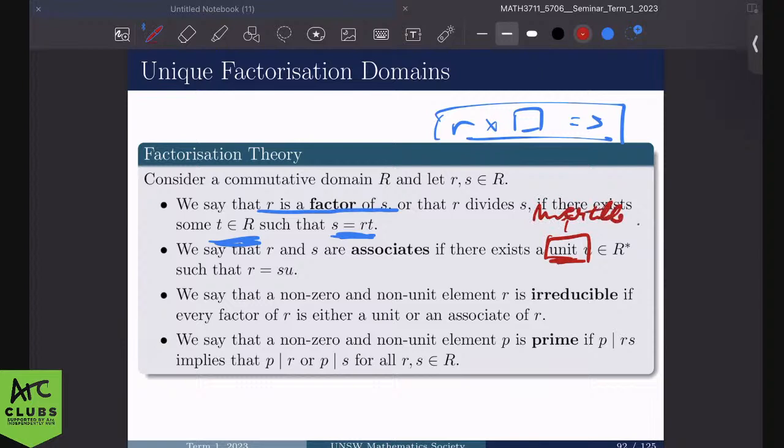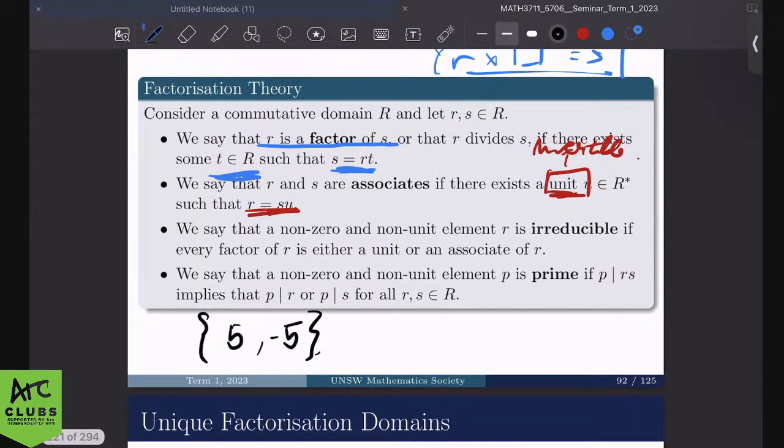A unit is an invertible element. So R and S are associates if R equals SU, right? So you can take an invertible element, multiply it by one number, and get the other number. So for example, in Z, 5 and minus 5 are associates because you can multiply by minus 1 and you'll get the same thing. The whole point of associates is that these numbers are basically the same. If you can multiply a unit in there and get a different answer, that's basically the same thing because units are invertible, okay?